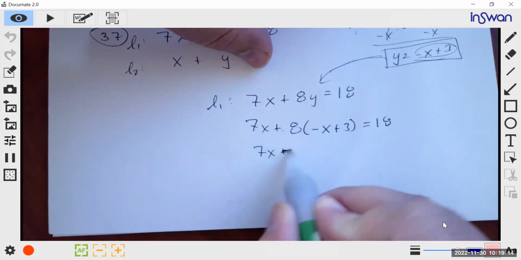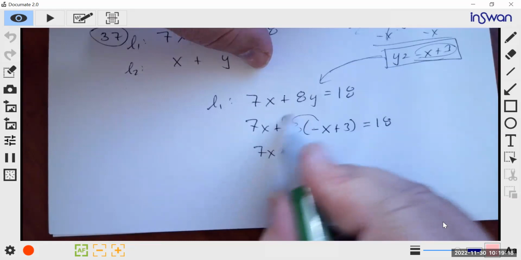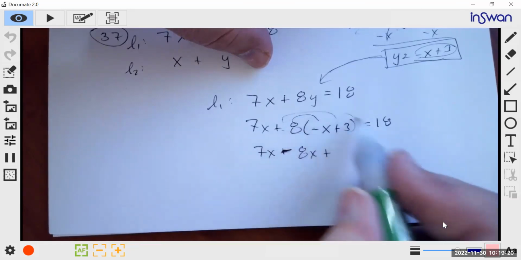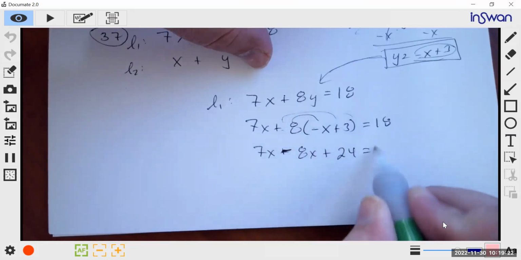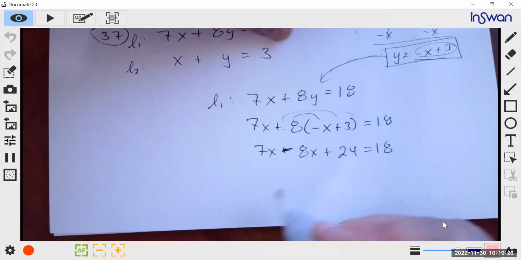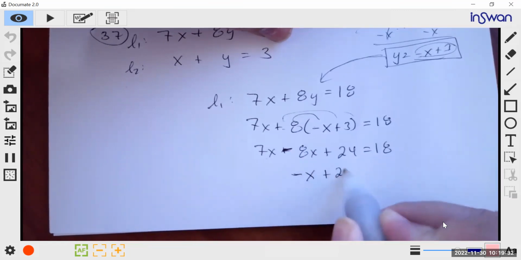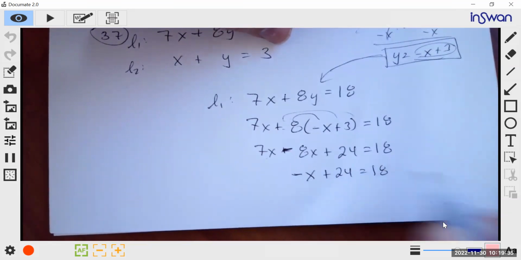Positive and negative is negative. 8 times x is 8x. Positive is positive. 8 times 3 is 24. And then solve for x. 7x minus 8x is -1x, plus 24.